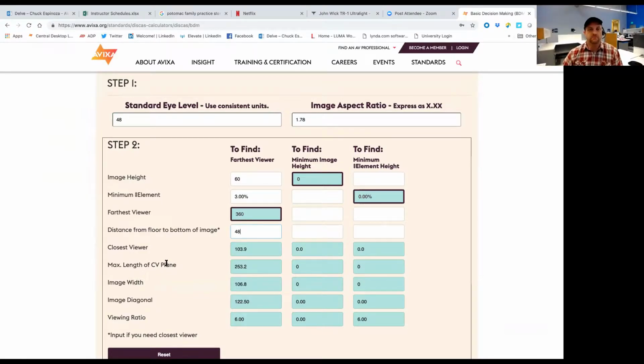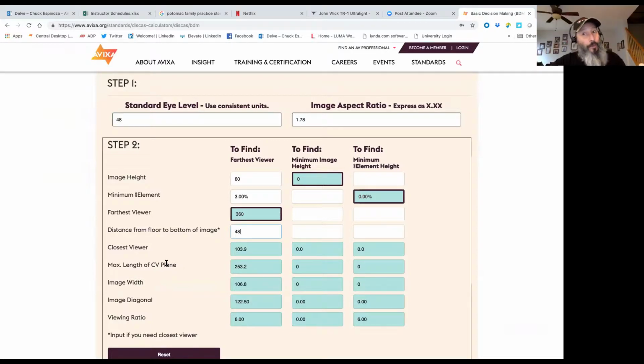So we're looking at our length of CV plane, then the actual width of the image, because of aspect ratios. It's telling you it's 106.8 inches. Diagonal is 122. Your viewing ratio is the image height to furthest viewer ratio, so it's a 1 to 6 ratio.